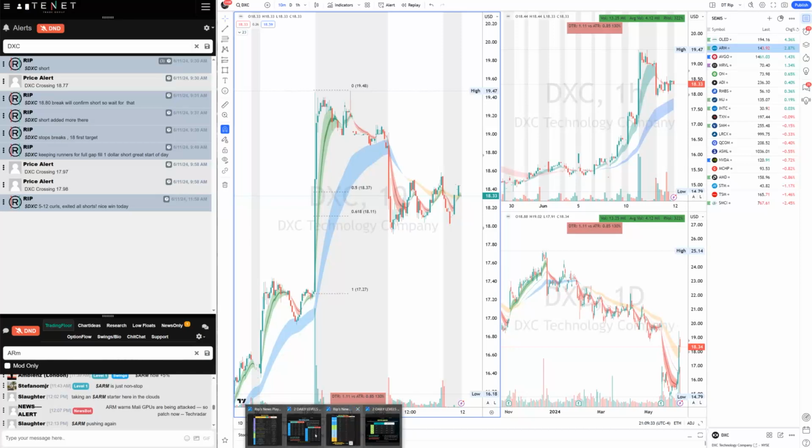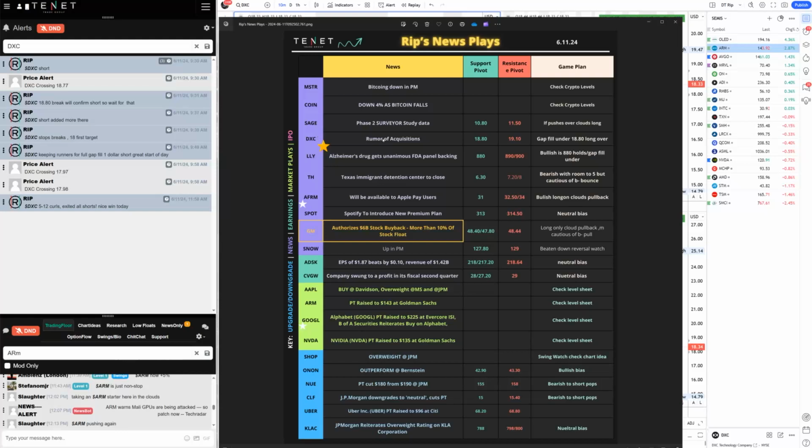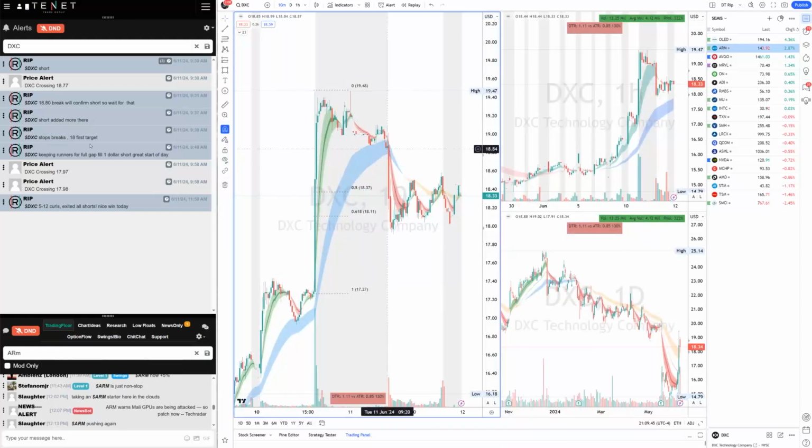Let's go back to our game plan, right? So DXC, rumor of acquisitions, support was 1880, resistance 1910. I clearly told everyone gap fill under 1880. So I saw it breaking down. Right away I told everyone short. The first trade for me was a short on DXC right at open, right? And then I was like 1880 will confirm the breakdown, so wait for that. I mean, do not size crazy, let it break down.